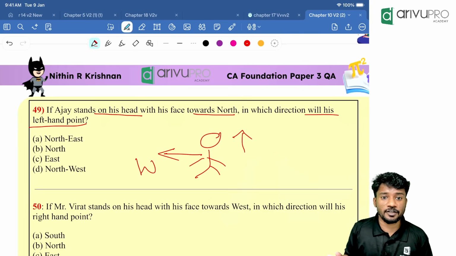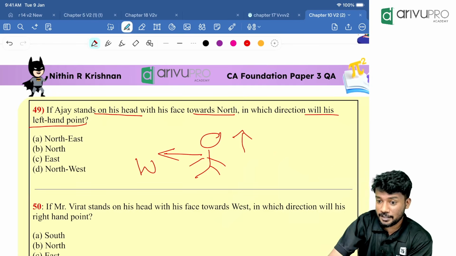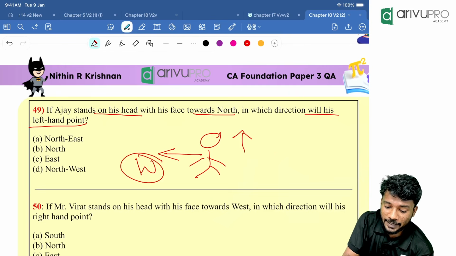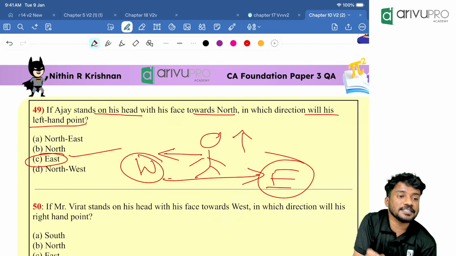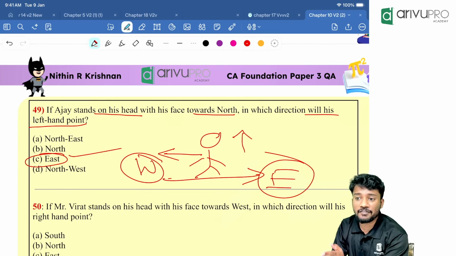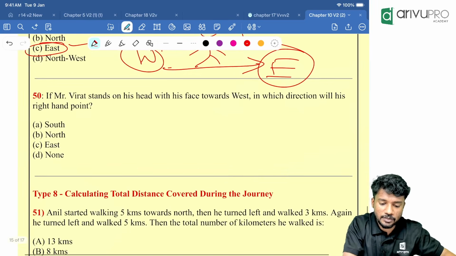No, Ajay is not normal. Ajay is abnormal. Ajay is standing on his head. That means west will become the opposite of that. East will be the answer. So normally find the answer, then take the opposite. That's the way. Look at this question.